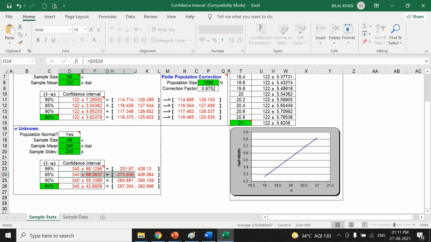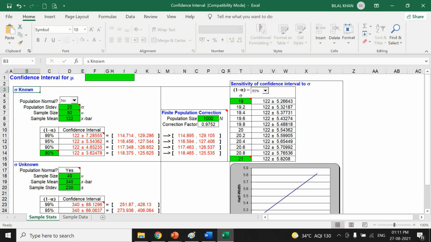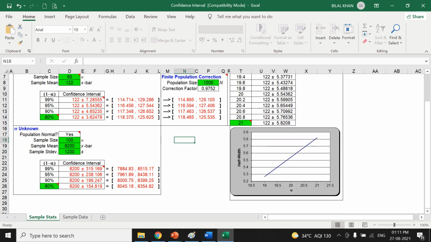We can once again go to the template, because the sample statistics are given to us, so we have to use the sample stats, not the sample data. And in sample stats, the sample standard deviation is given, so we will not use the sigma known, that is population standard deviation. So we'll use the bottom one and we'll input the values. The sample size is 100, sample mean is 8200 and the sample standard deviation is 1200. Okay. So we can compute the confidence level for 95% as 8200 plus minus 238, which becomes 7961 and 8438.11. So what are we trying to say?